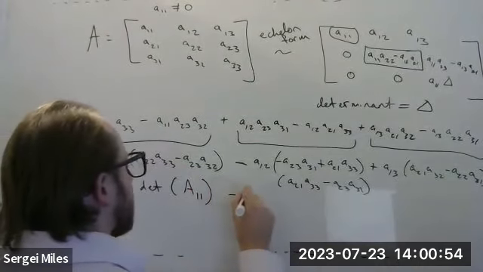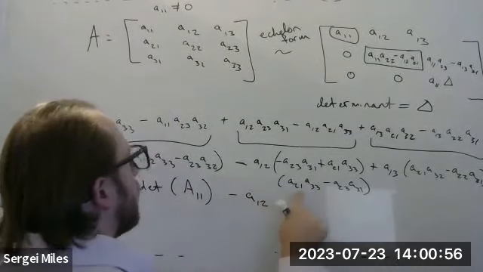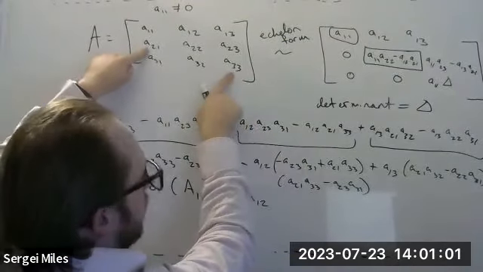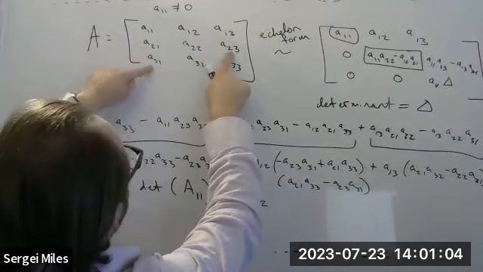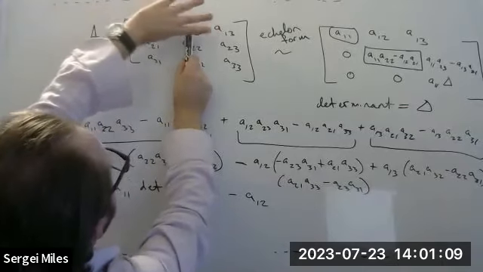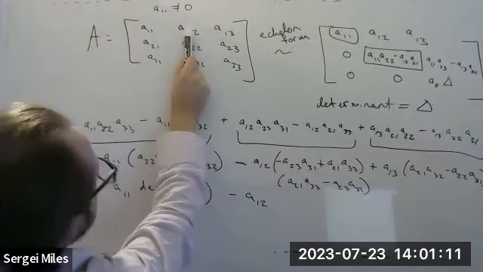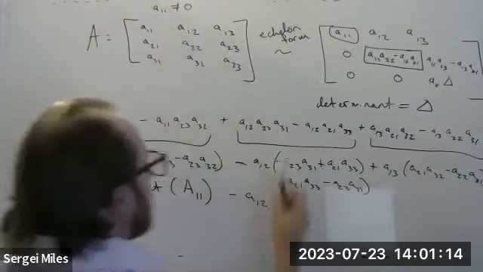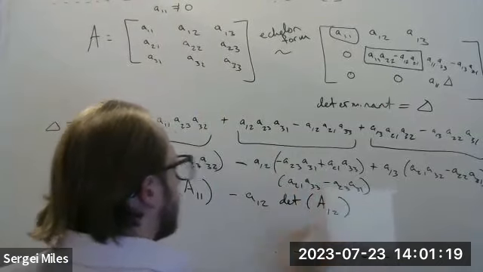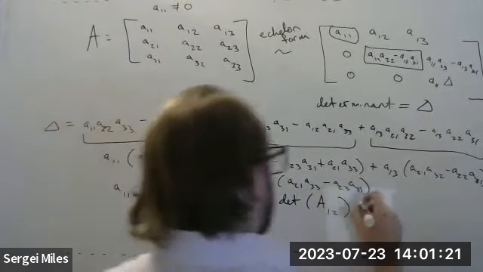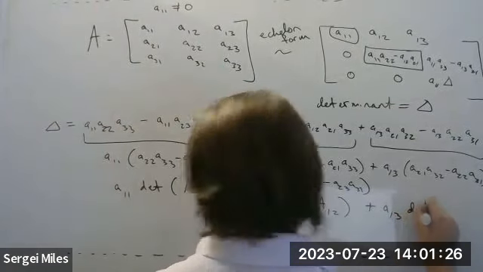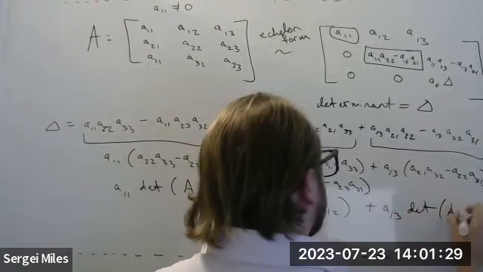If I have minus A12, well, A21 times A33 minus A23 times A31, that's the determinant of the submatrix which results from crossing out the first row, second column. This is the determinant of the submatrix A12. Well, so on and so forth. Now we have this very nice cleaned up formula for finding the determinant.